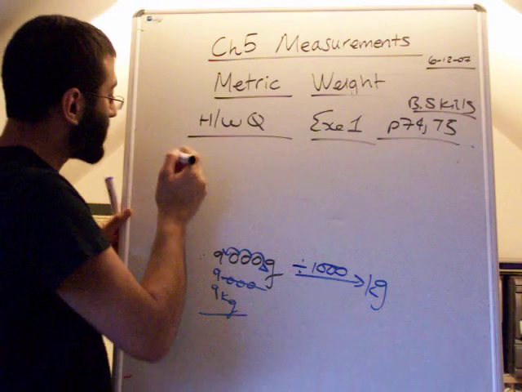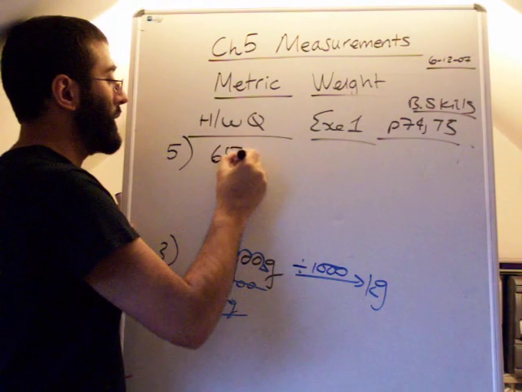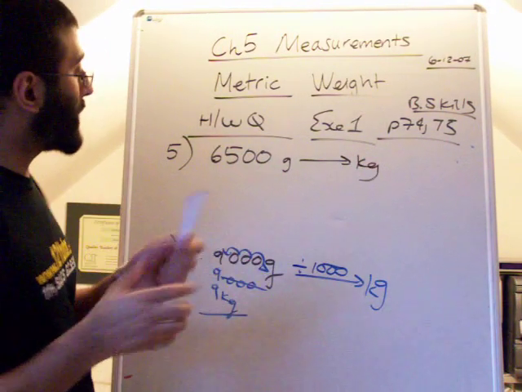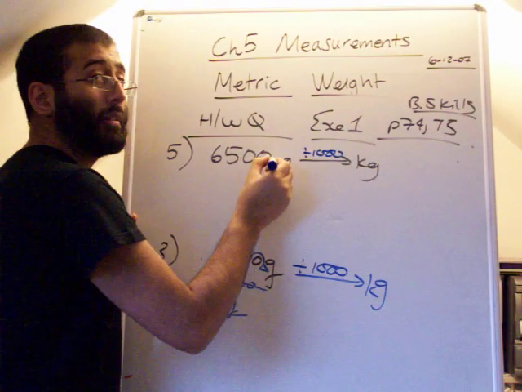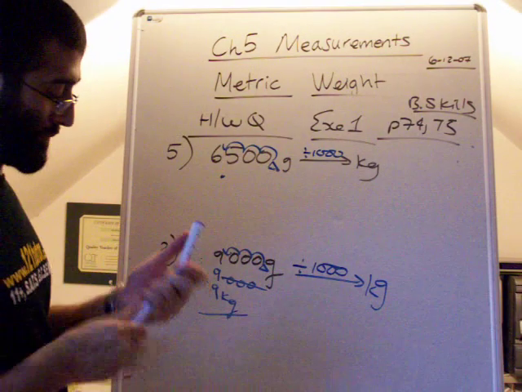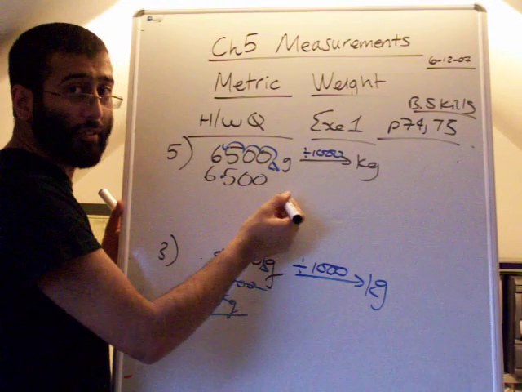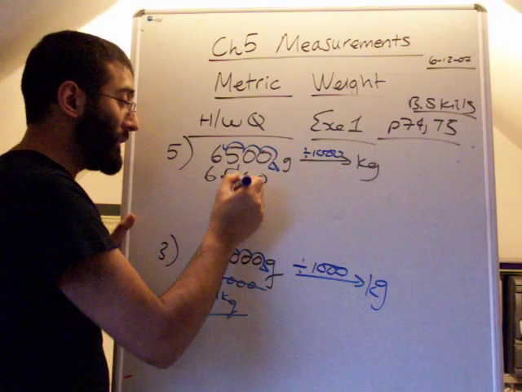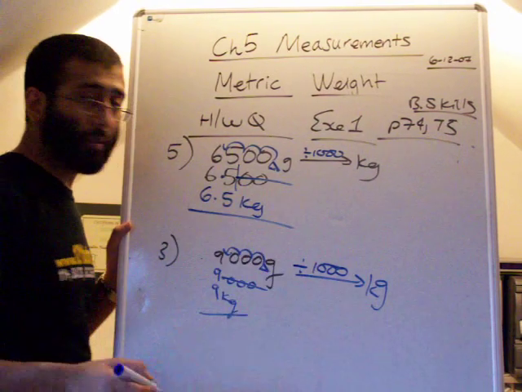Number 5. Number 5 is 6,500 grams to kilograms. To change grams to kilograms, we must divide by 1,000. So whole number, put the decimal point at the end. Move back 1, 2, 3 places. We must copy the numbers down. So we get 6.500. And to be correct, we don't need the 00s at the end of the decimal part. So the final answer becomes 6.5 kilograms.